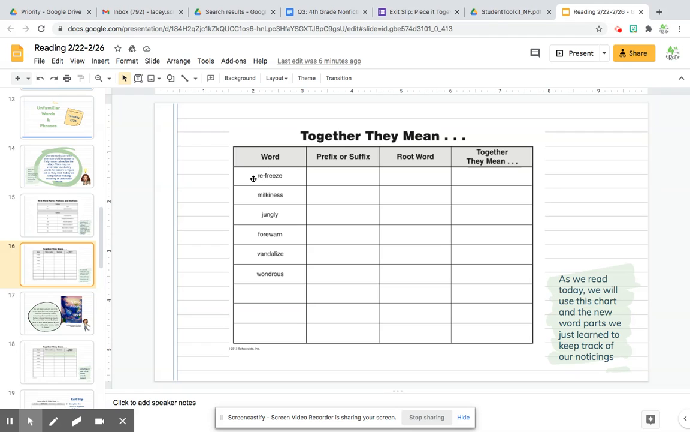It would be re, wouldn't it? So if re is the prefix, what would be the root word, the main word here? It would be freeze. So if we try to put down to do something, return and do something again, this idea of happening again, attaching to the word what it means to freeze something, what would that mean altogether?